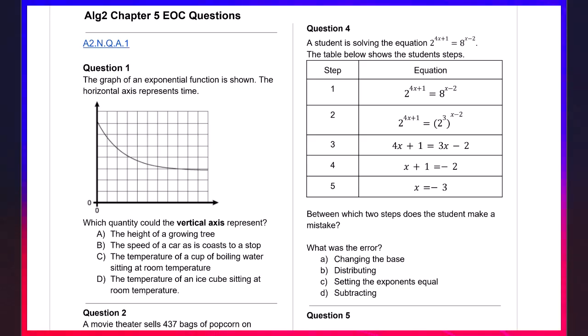And if you don't remember, the end of course is that big state test that you take at the very end of the year. And you may also have some questions on your Chapter 5 test as well. So let's look at question number 1.